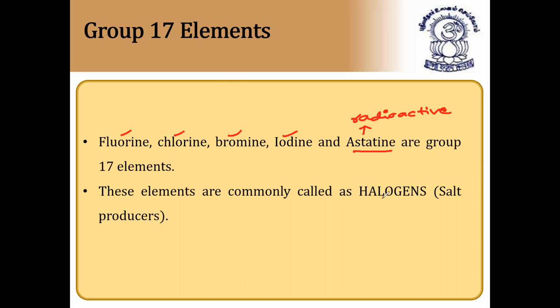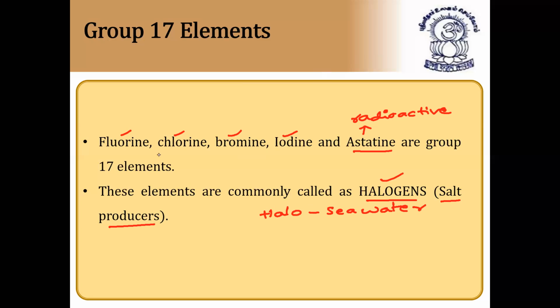These elements are commonly called halogens because seawater contains halogens. In the Greek word, halo means seawater. So these are present in seawater as salt producers. That's why these are called halogens. Halo means seawater in Greek. As these elements are present in the form of their respective salts, that's why they are called halogens. I hope it is clear. So let us see the next one.